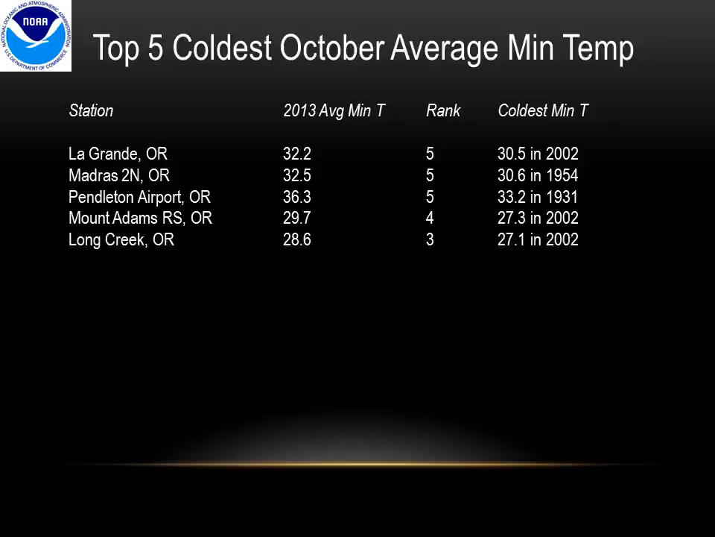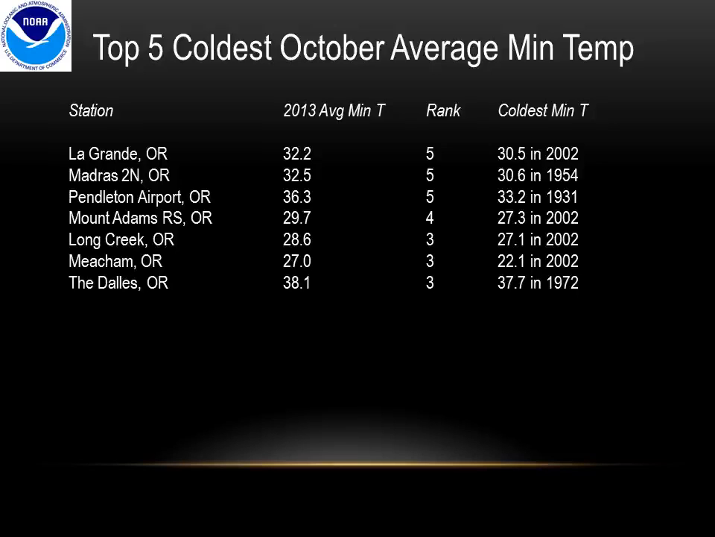Long Creek, Oregon reported an average minimum temperature of 28.6 degrees. This was the 3rd coldest average October minimum temperature on record. The coldest average minimum temperature for October is 27.1 degrees, set in 2002. Meacham, Oregon reported an average minimum temperature of 27 degrees. This was the 3rd coldest average October minimum temperature on record. The coldest average minimum temperature for October is 22.1 degrees, set in 2002.